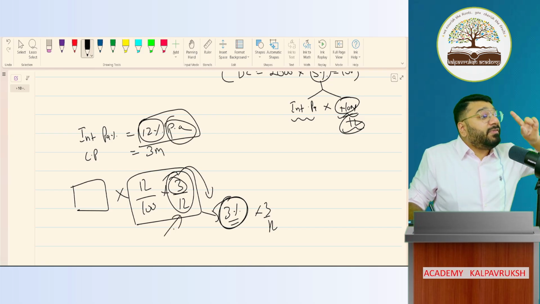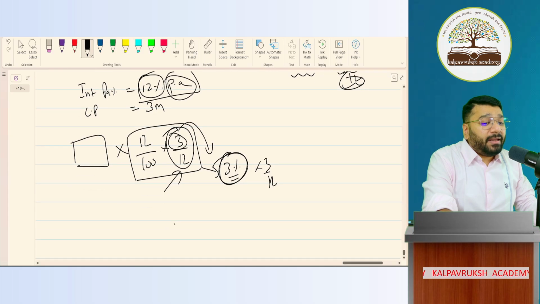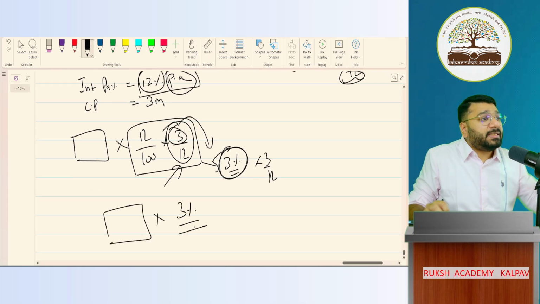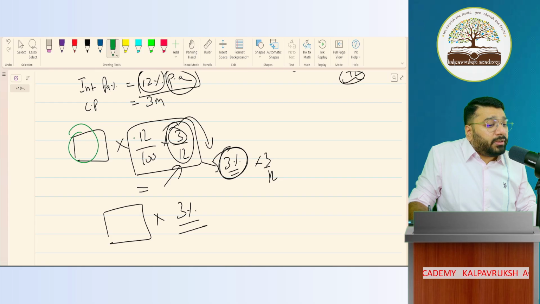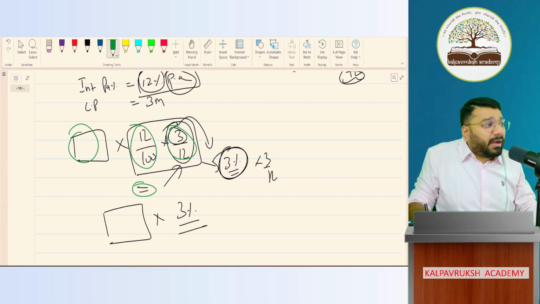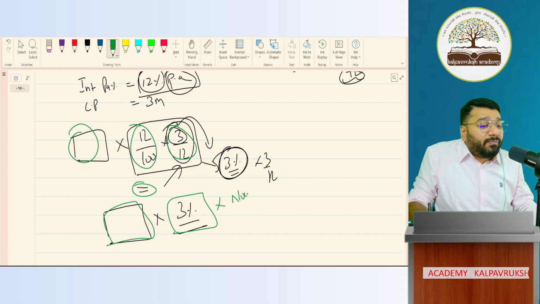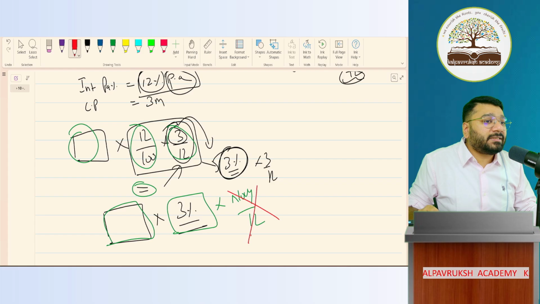If the interest is given without the word per annum, it means they have already multiplied the time period. Now how do you calculate? The loan amount multiplied by 3%. Both are the same: loan amount into 12 by 100 into 3 by 12. You will get the same answer with the loan amount multiplied by 3%. Don't multiply the number of months by 12. It will be wrong, as if you are multiplying the number of months twice.